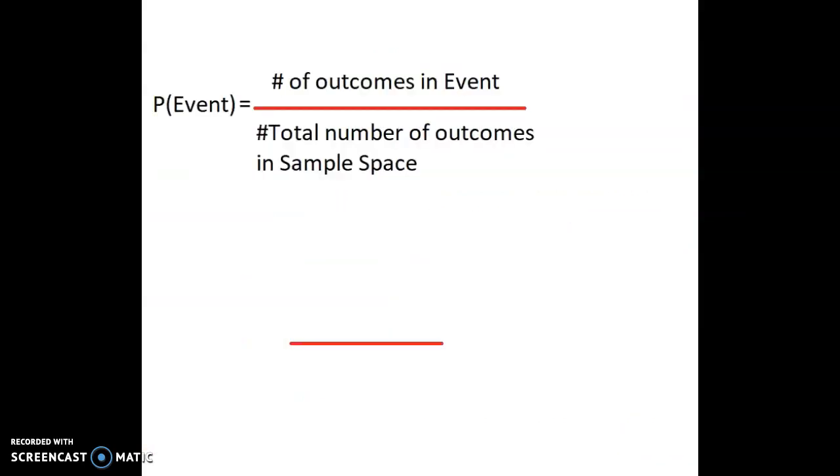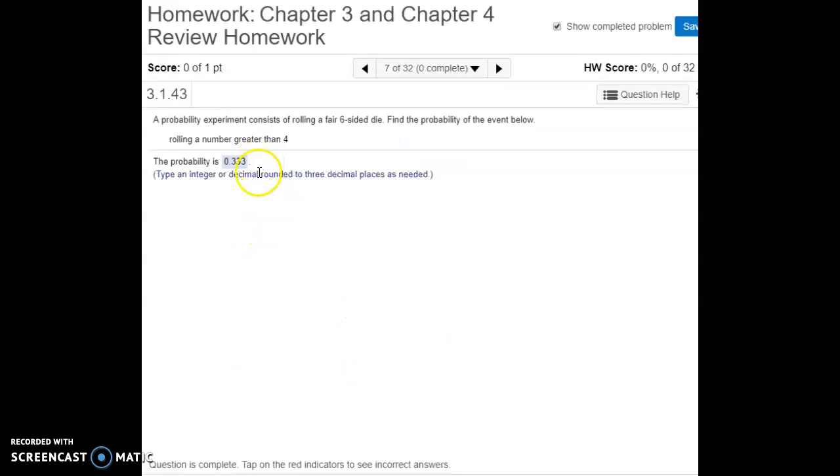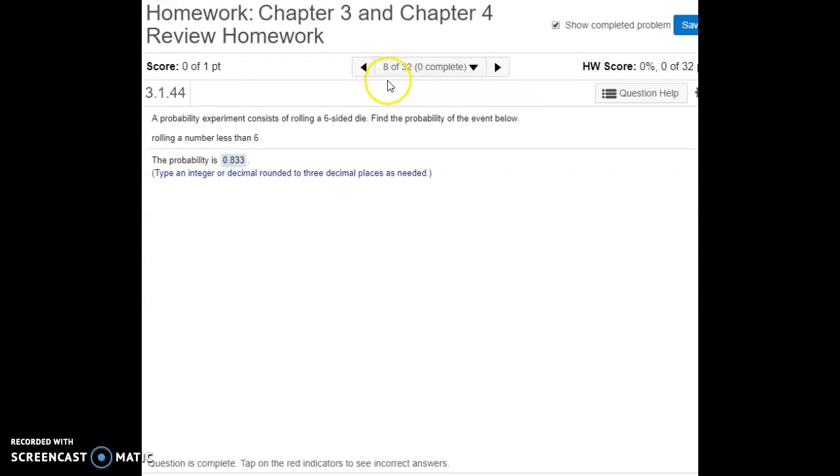So for this situation here, the number of outcomes in our event, rolling a number greater than 4, there's going to be 2 outcomes. You can either get a 5 or a 6. There are 2 values greater than 4. And the total number of outcomes on a 6-sided die, there are 6 possible outcomes that are equally likely. And so that is the total number of outcomes in our sample space. And 2 out of 6 is the probability. And you can reduce that down to 1/3 or change it to a decimal and round to the correct number of places as a decimal. That would be 0.333.